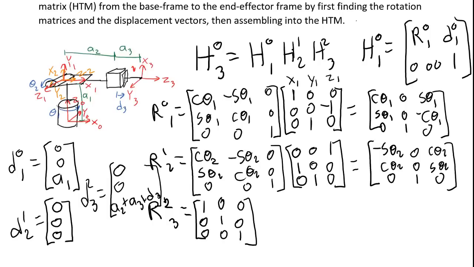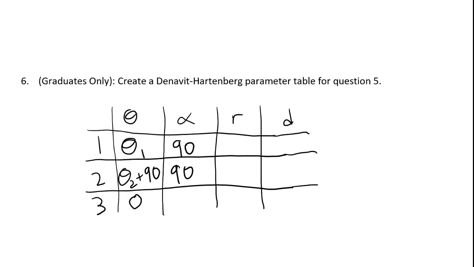Lastly, to get alpha for the third row, I ask, how do we have to rotate frame 2 around the axis x3 in order to get z2 to match z3? z2 and z3 already match each other, so no rotation is needed.